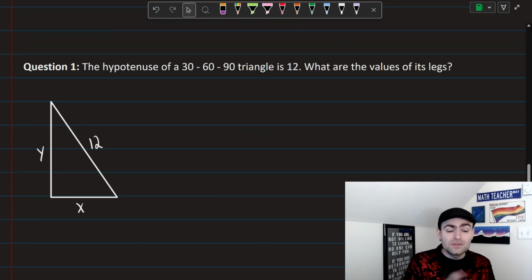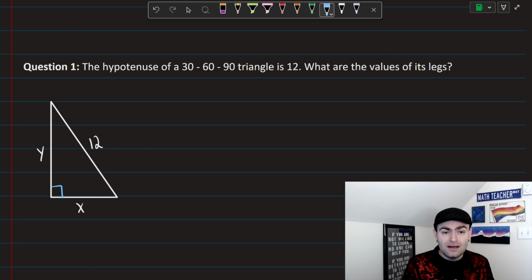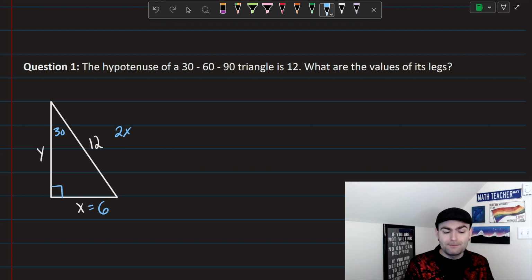So let's dive in. So this first question here, the hypotenuse of a 30, 60, 90 triangle is 12. What are the values of its legs? So here I can't even use Pythagorean theorem because I only have one side and not 2. So we have to use what we know about this. Well, the 12 is with the hypotenuse, meaning that the 12 is the 2x side. It's the 2 side. The side across from the 30 is the smallest side, which is half of the largest side. So if the largest side is 12, then this is equal to 6.